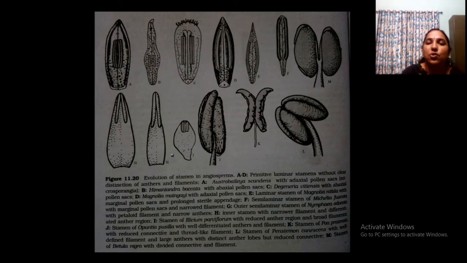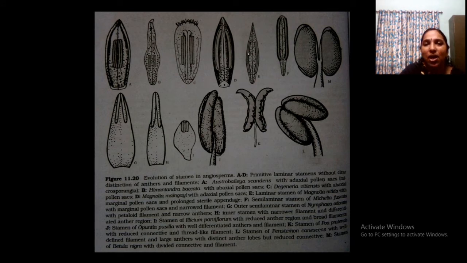See some different evolution of stamens. Primitive laminar stamens without a clear distinction into anther and filament. This is the one. But the second one, Austrobaileya, has adaxial pollen sacs. See the leaf-like structure, adaxial pollen sacs. Okay. Himantandra, abaxial pollen sacs. Abaxial pollen sac. This is adaxial pollen sac. Only the part of the leaf varies, one upper side, one lower side. Okay. Then Degeneria with abaxial pollen sacs. Okay. Magnolia with adaxial pollen sacs.